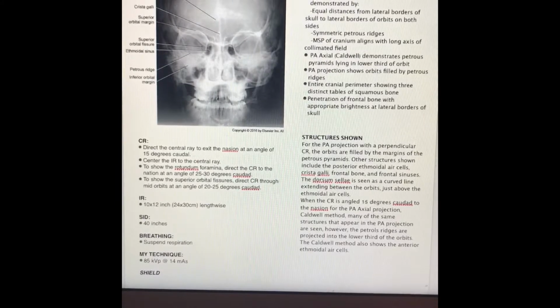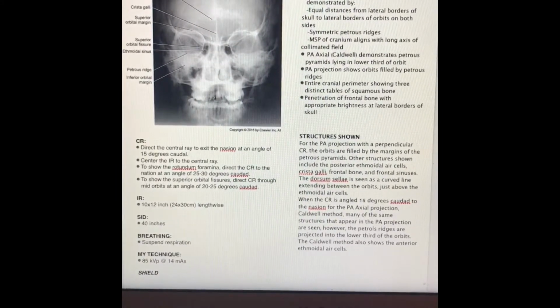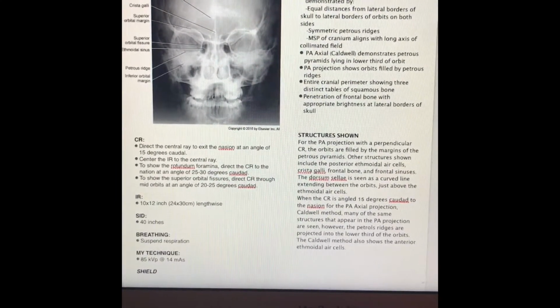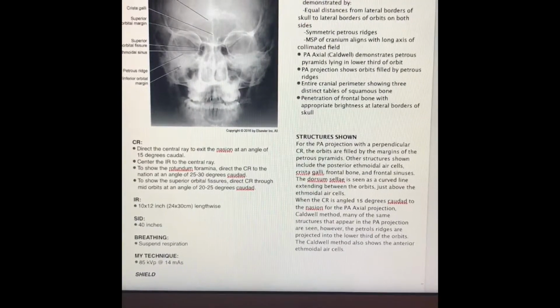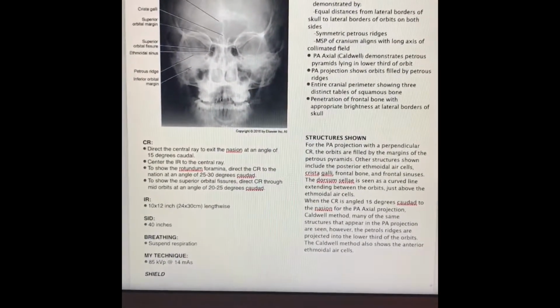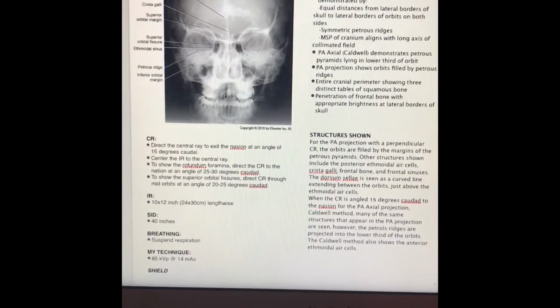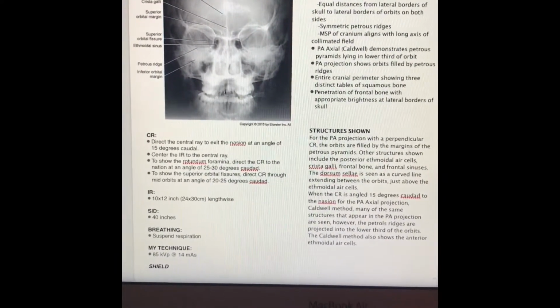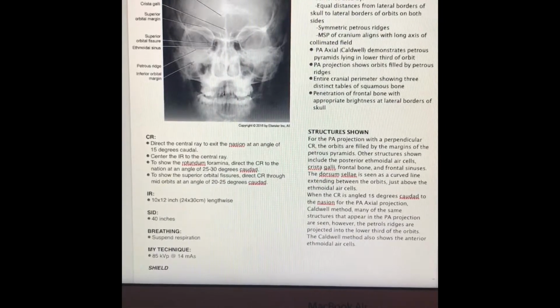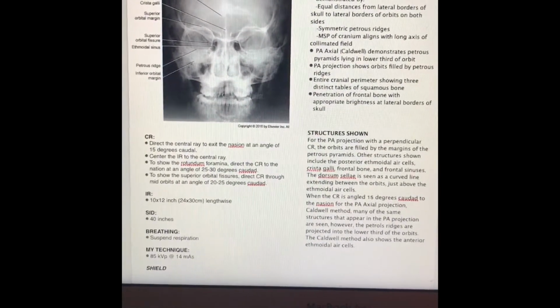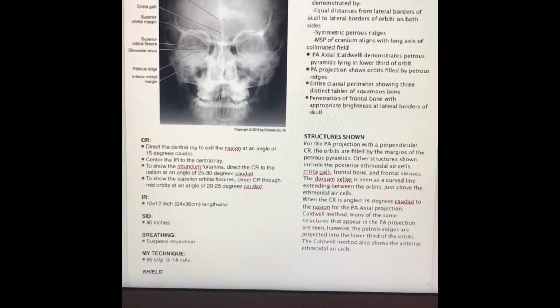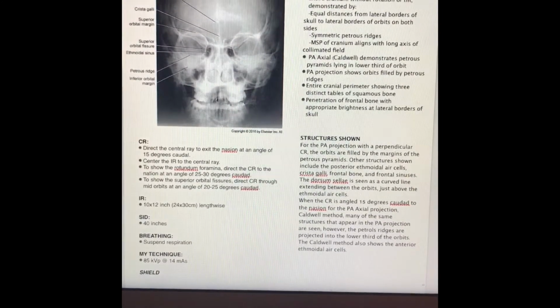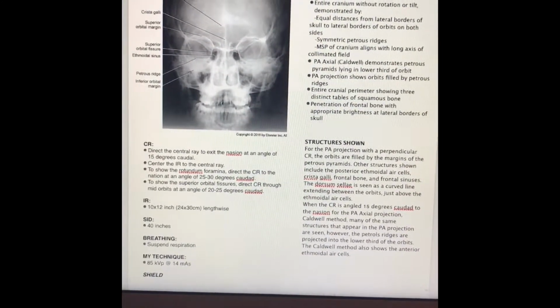The structures shown on this image: for a PA projection with a perpendicular CR, the orbits would be filled by the margins of the petrous pyramids. Other structures shown include the posterior ethmoidal air cells, crista galli, frontal bone, and frontal sinuses. The dorsum sellae is seen as a curved line extending between the orbits just above the ethmoidal air cells.